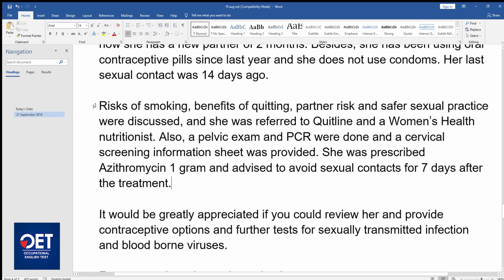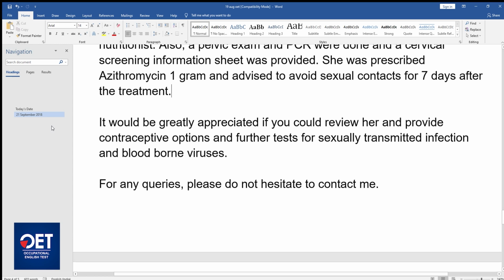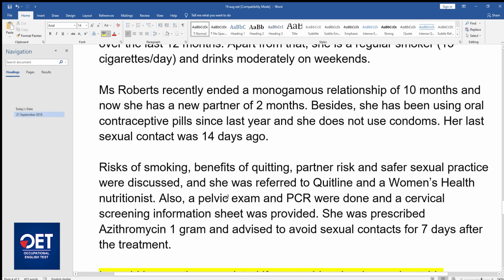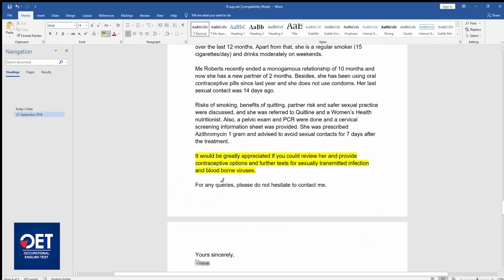Now the last paragraph would be about the request we need to convey to the doctor. It would be like this: it would be greatly appreciated if you could review her and provide contraceptive options and further tests for sexually transmitted infection and blood-borne viruses. And then our closing sentence: for any queries, please do not hesitate to contact me. So this is how our essay would be.